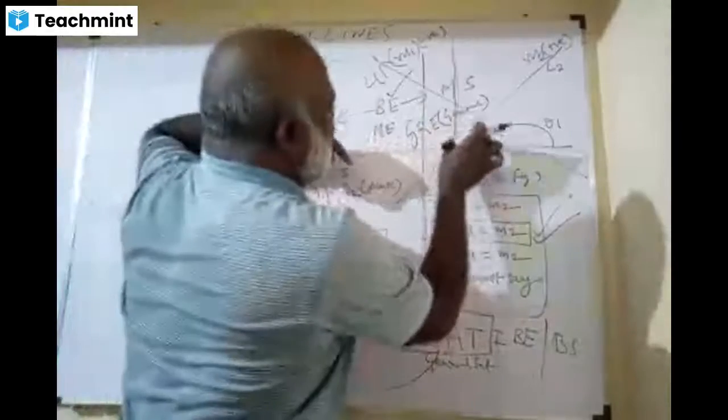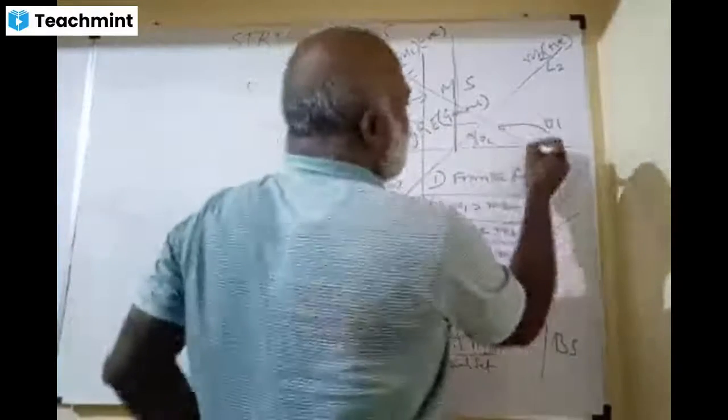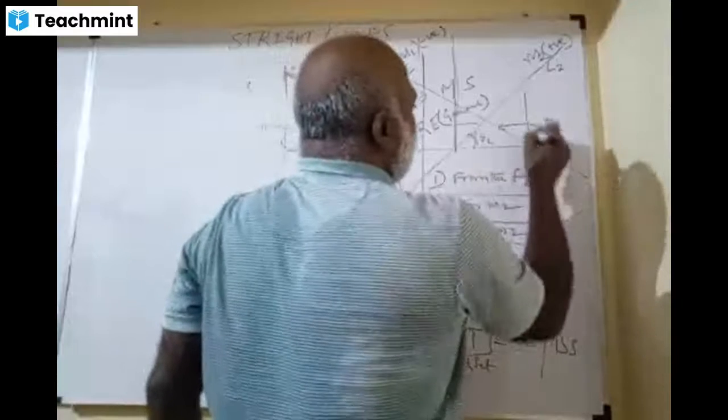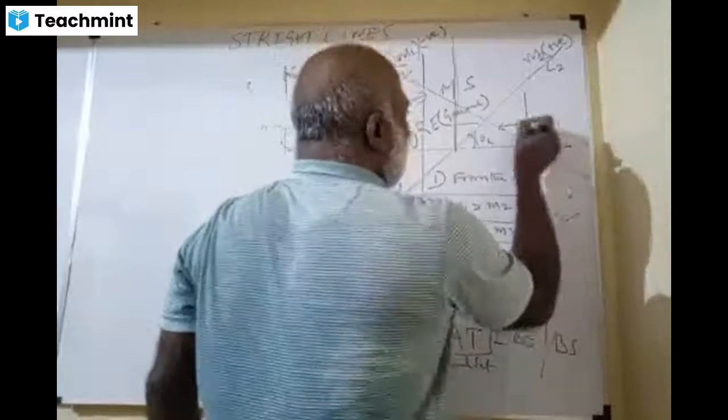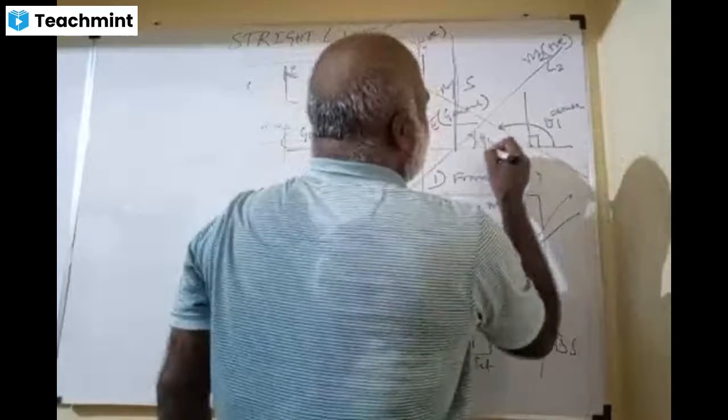This is the 90 mark. For theta 2 it is less than 90. But for theta 1, draw a perpendicular here. This is 90, and this is more than 90. This is obtuse. This is acute. Mohan, are you getting it?